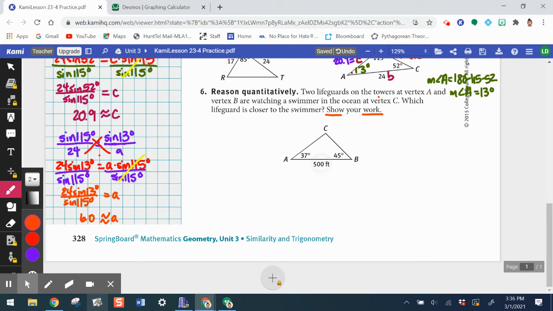Because we have its opposite side length, I believe that's going to help pay off here. So to find the measure of angle C, just so you see the work, we'll take 180 minus 37 minus 45. And we'll get none other than 98 degrees, just like the band.